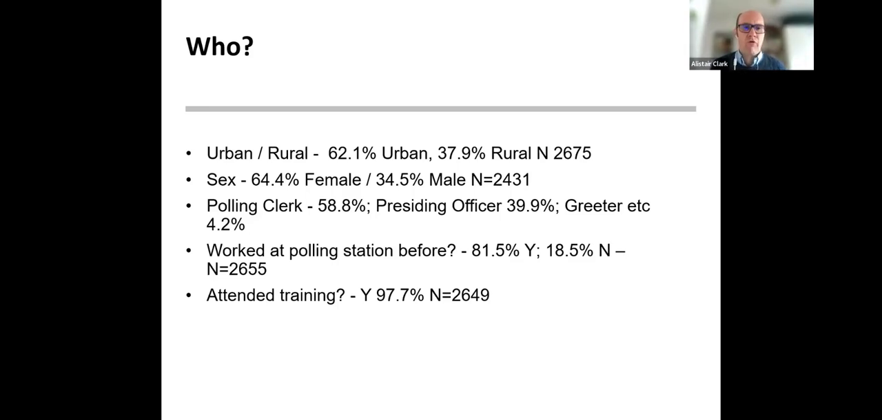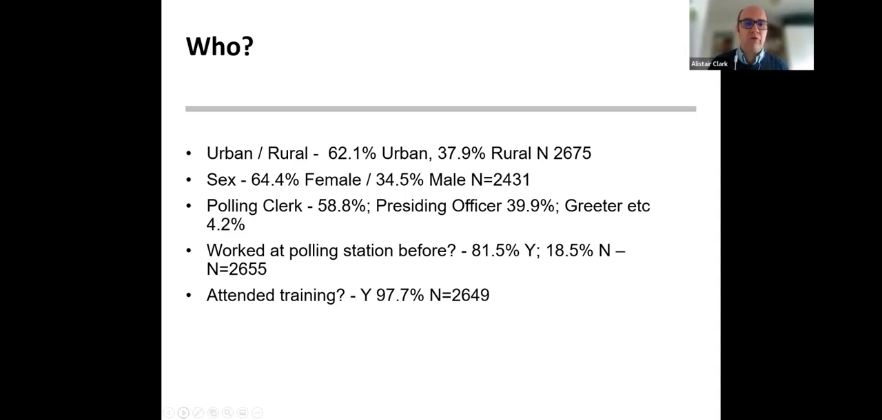With a mixture of different seniority in respondents. Polling clerks are those just helping out, taking names and so on. Presiding officers are the ones in polling stations with responsibility for ensuring their station runs okay, and have decisional responsibility as well. With a far smaller number of what have been called greeters, only 4.2% of those responding. But polling clerks, presiding officers, a decent set of responses from those.